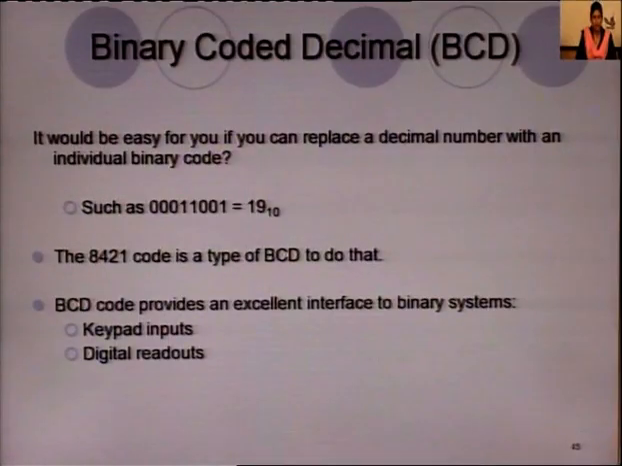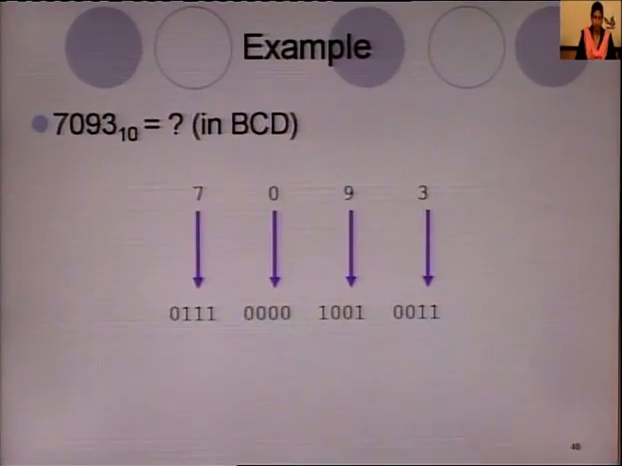BCD code provides an excellent interface to binary systems. It can be used by keypad inputs and digital readouts. Now we will take an example of how to convert a decimal number to a BCD code. We have a decimal value 7093 having base 10, and we will convert it to BCD, binary coded decimal.